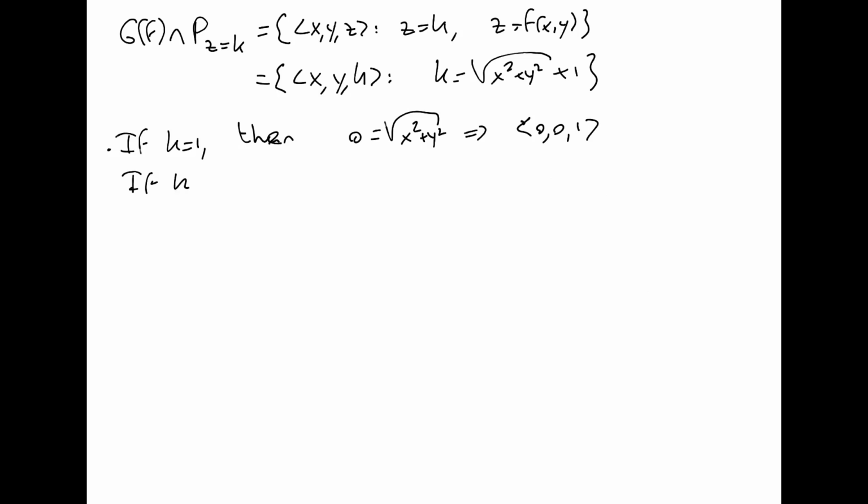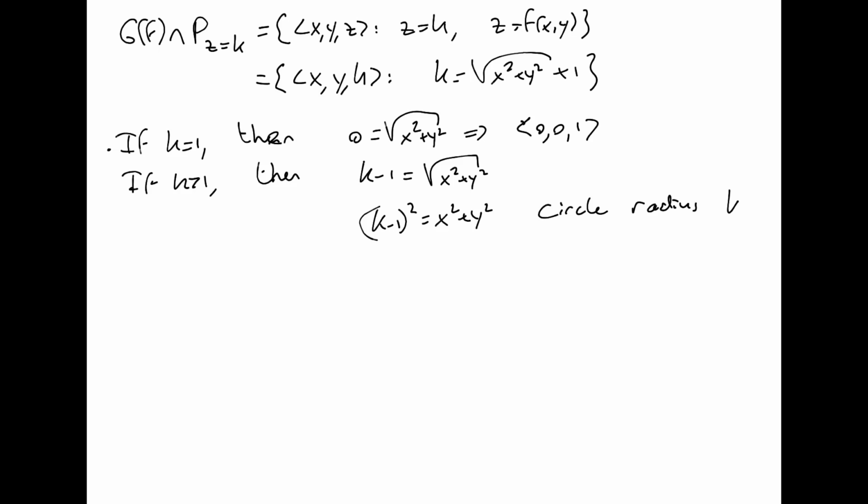Now if k is strictly greater than 1, then the equation that we get, taking the 1 to the other side, is k minus 1, which is now strictly positive, equals the square root of x squared plus y squared. Okay, it's strictly positive, so let's square both sides, and we get (k minus 1) squared equals x squared plus y squared. And we see that this is the equation of a circle with radius k minus 1. So how that looks like: we have the point k minus 1 here, and we have a circle with radius k minus 1. Because we recognize this equation as the equation of a circle with that radius.